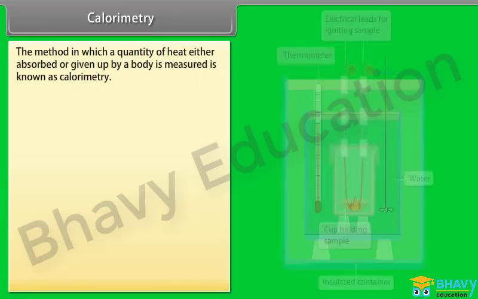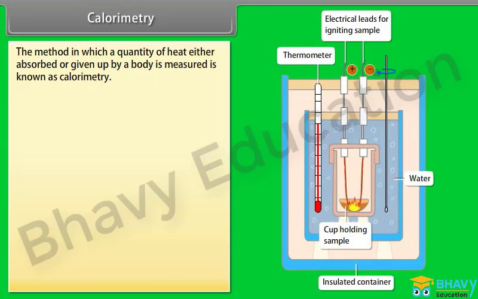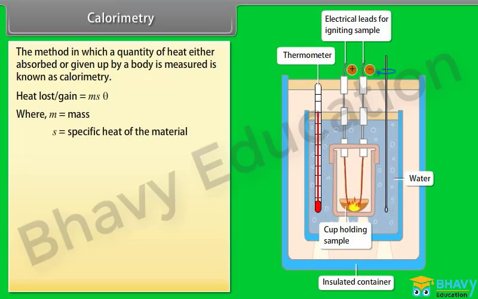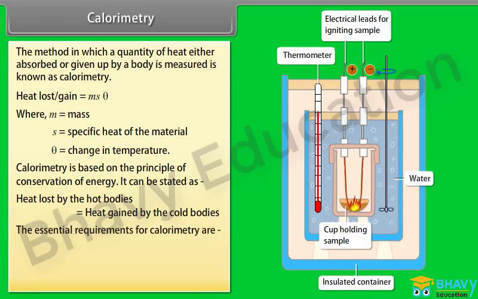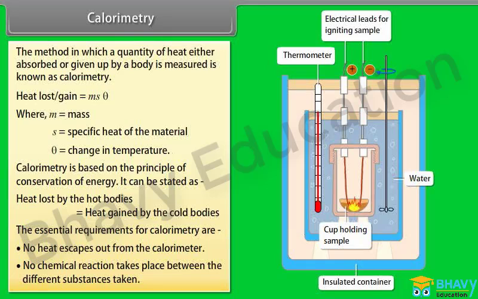Calorimetry. The method in which a quantity of heat either absorbed or given up by a body is measured is known as calorimetry. Heat loss or gain is equal to m s theta, where m is the mass, s is the specific heat of the material, and theta is the change in temperature. Calorimetry is based on the principle of conservation of energy. It states that heat lost by the hot bodies is equal to heat gained by the cold bodies. The essential requirements for calorimetry are: no heat escapes from the calorimeter, and no chemical reactions take place between the different substances taken.